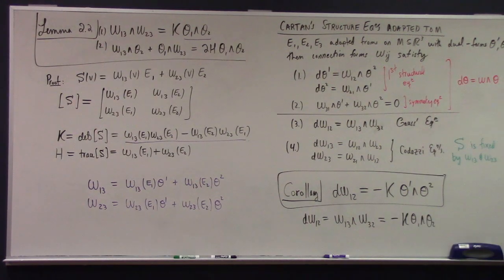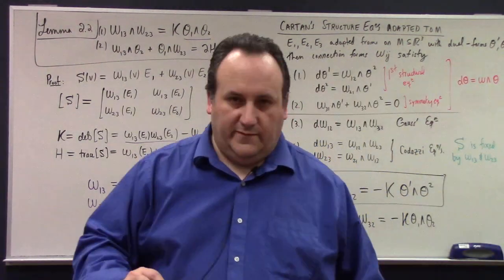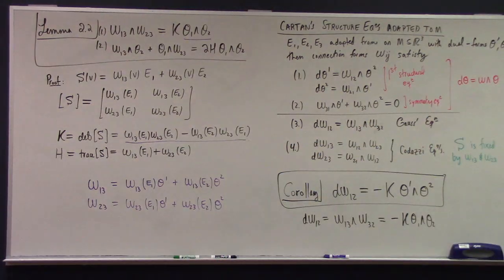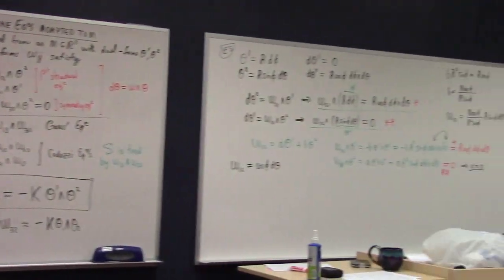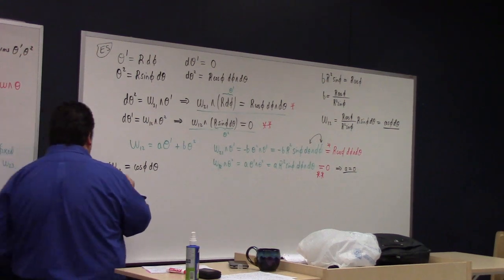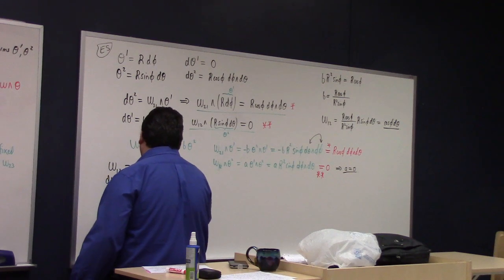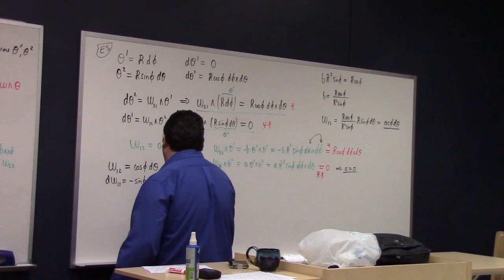And so in view of that, we can calculate the Gaussian curvature of the sphere over here. If we got our omega 1,2, what was it? Cosine phi d theta, right? Calculate the exterior derivative of that. We've almost calculated the Gaussian curvature. Almost. So do it. d omega 1,2 is minus sine phi d phi wedge d theta.